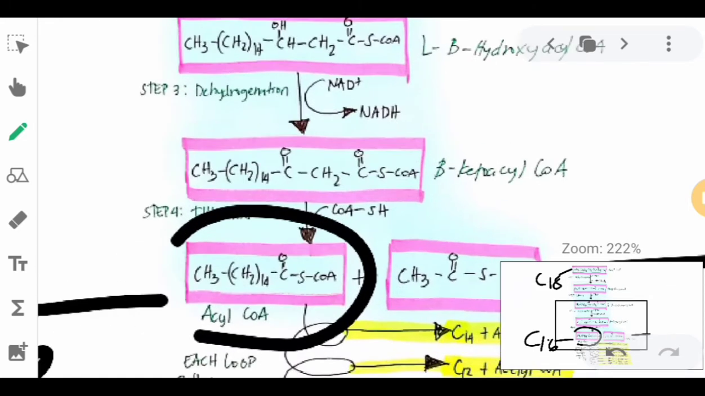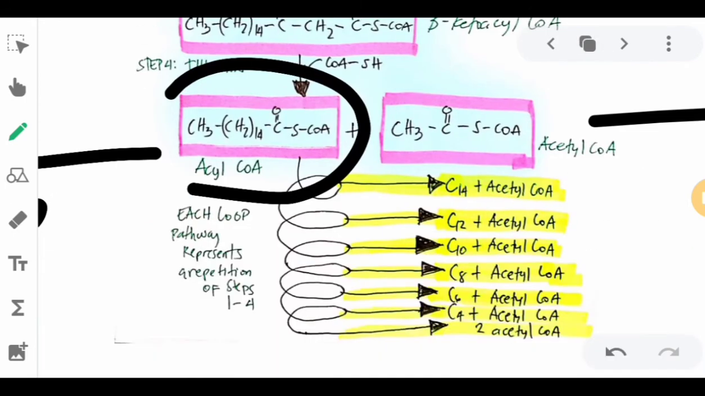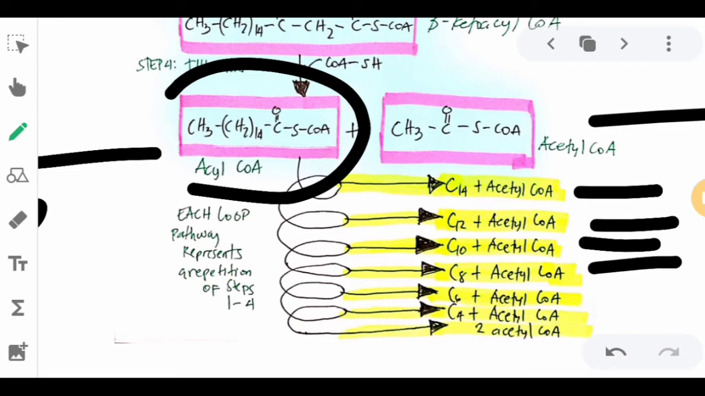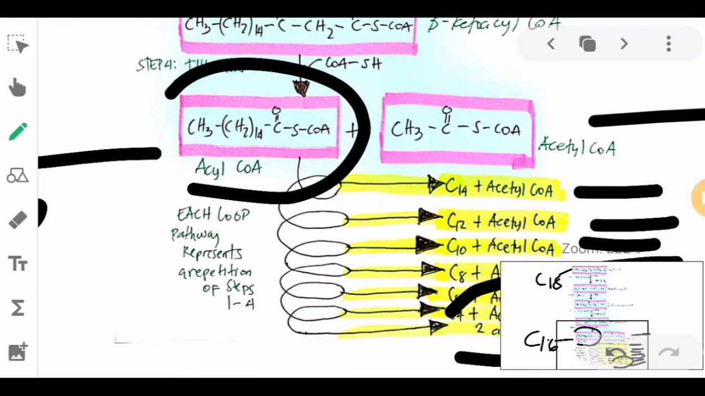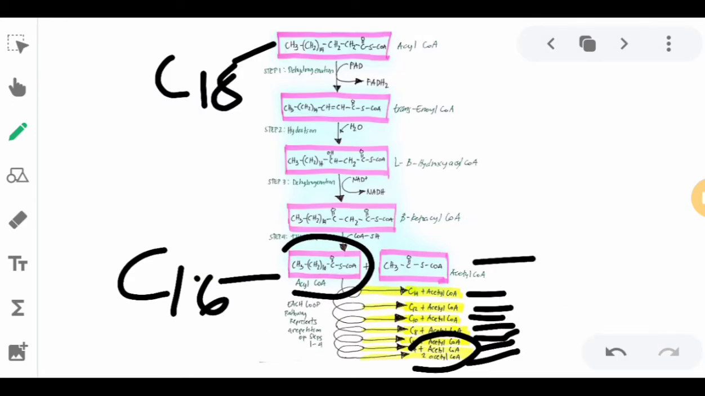At the end of the second repetition, you will have C14 plus acetyl-CoA. At the end of the third repetition, you will have C12. At the fourth repetition, C10, and at the fifth, carbon 8. Then carbon 6, then at the 7th repetition, carbon 4. At the 8th repetition, you will no longer have an acyl-CoA. Instead, all of the carbons had been converted into acetyl-CoA. So that is the process for stearic acid.